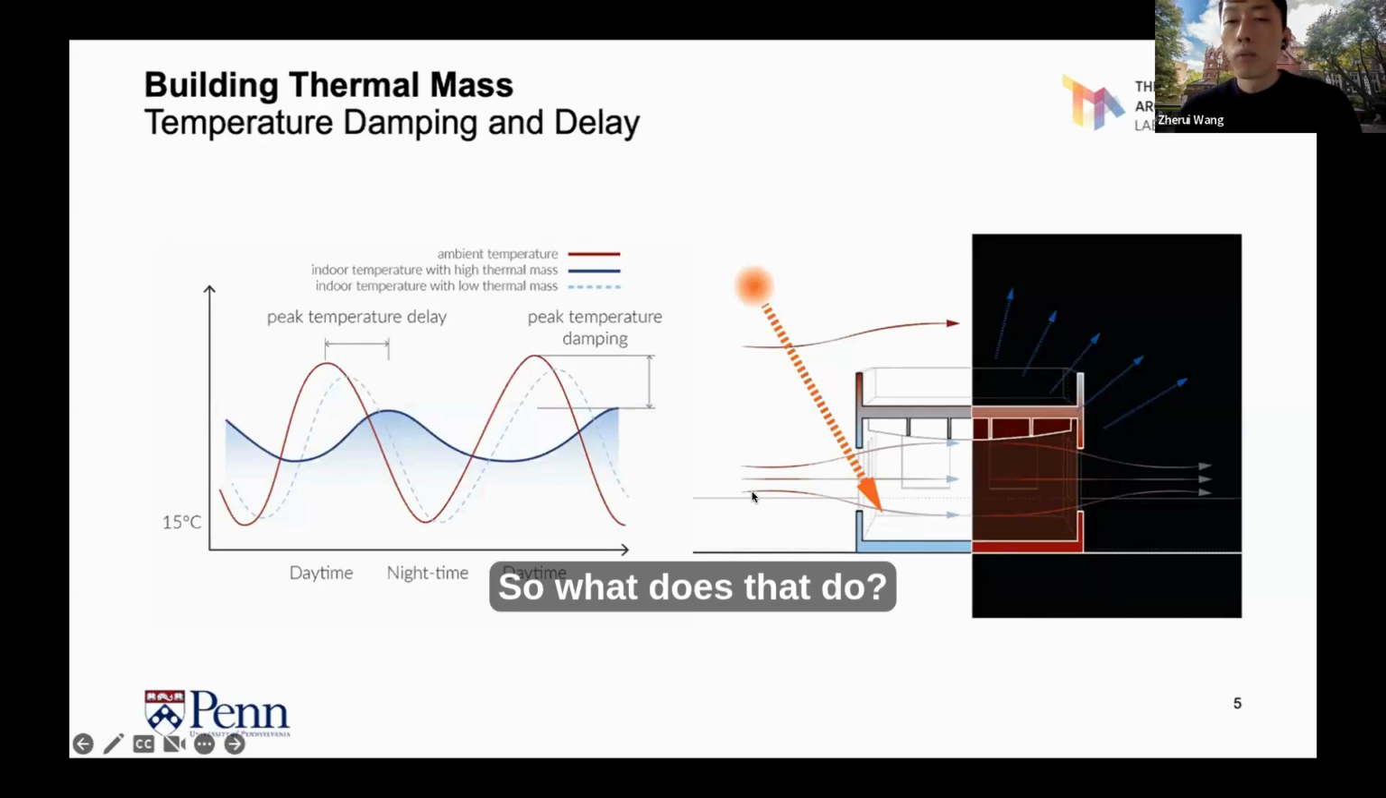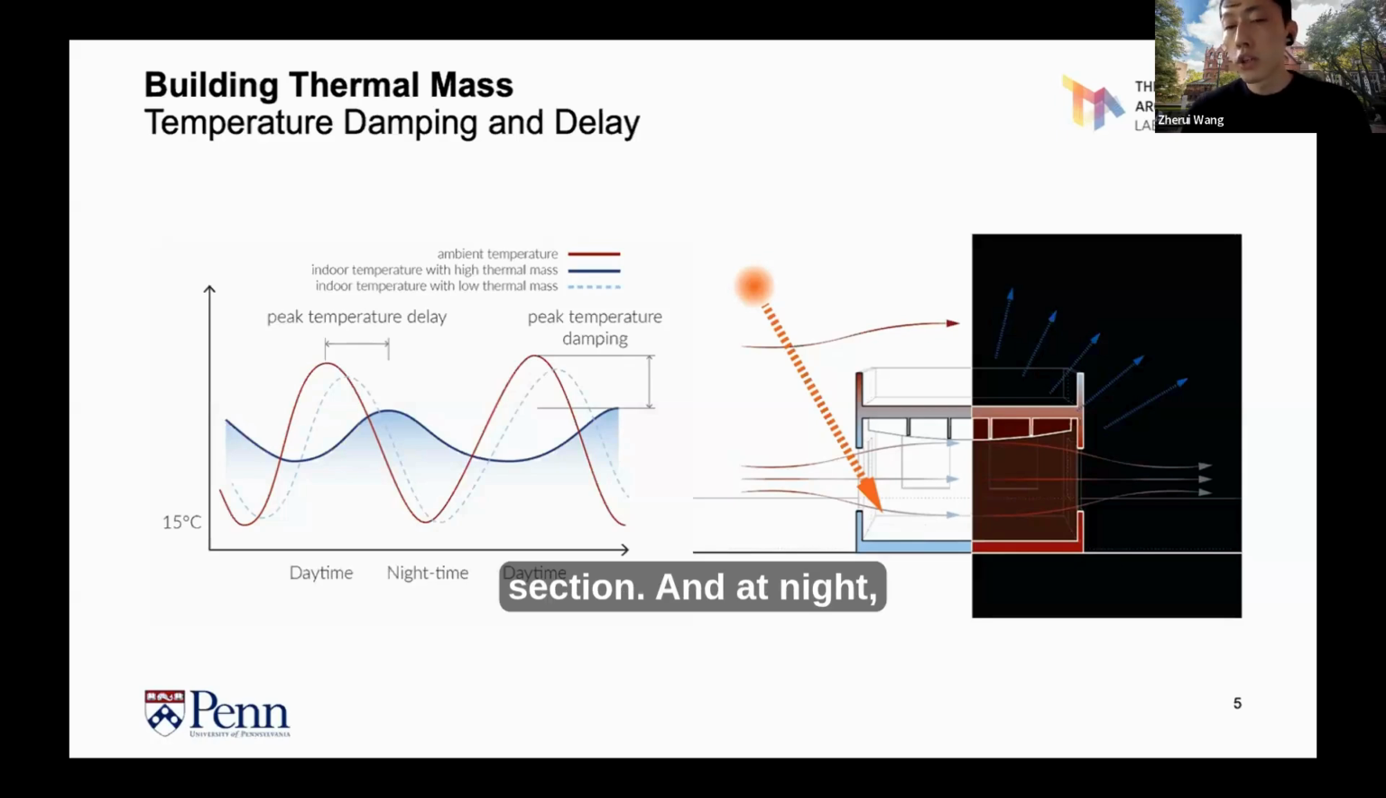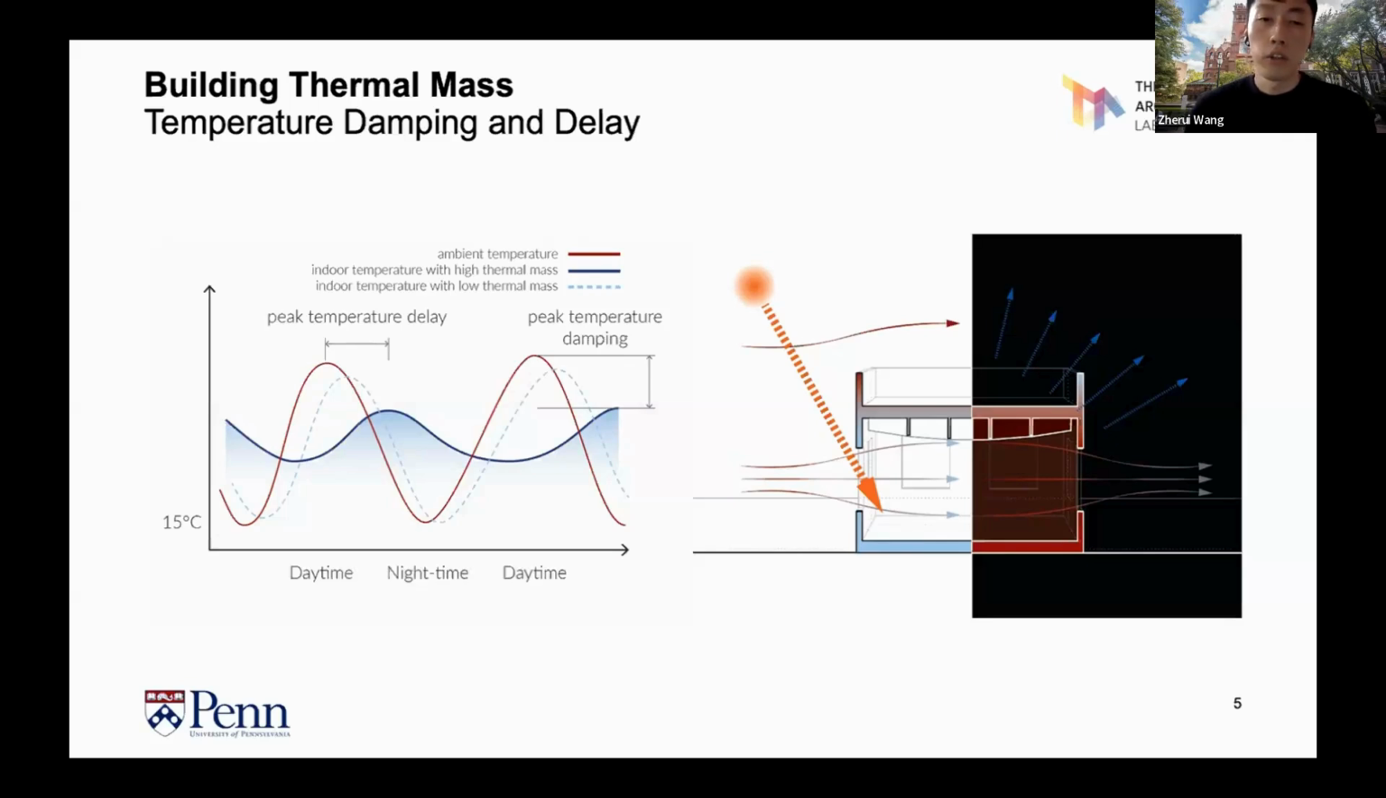So what does that mean? It means that physically during the day, the thermal mass is able to absorb heat from the ambient and store it in its material cross-section. And at night, because the outdoor air is cooler than the indoor air, the heat will be quickly evacuated using ventilation, such as natural ventilation or even mechanical ventilation.